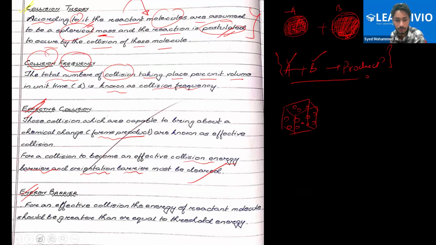Can you tell me what is the collision theory that we have discussed in the last class? What does this collision theory explain to me?